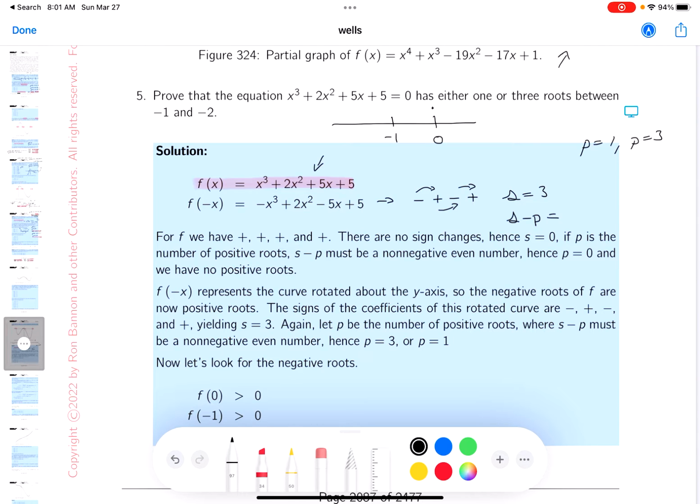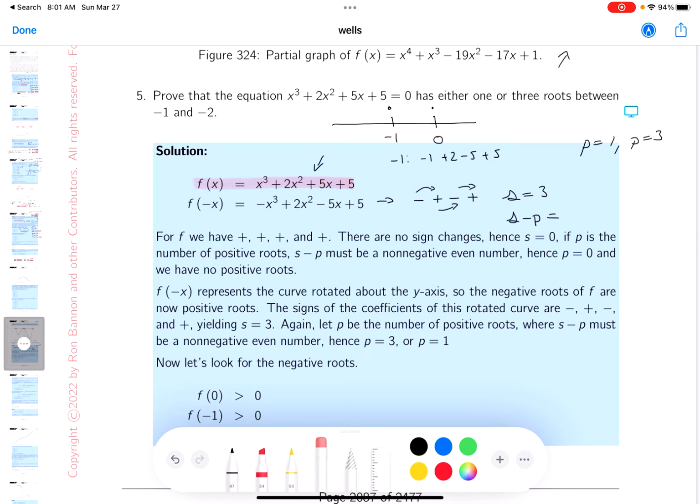All right, so let's take a look at this. I'm going to just put the -1 down for you, just to convince you that something happens over here. So at -1, the function is going to equal what? -1 plus 2 minus 5 plus 5. It's clearly positive, all right? I know that much.